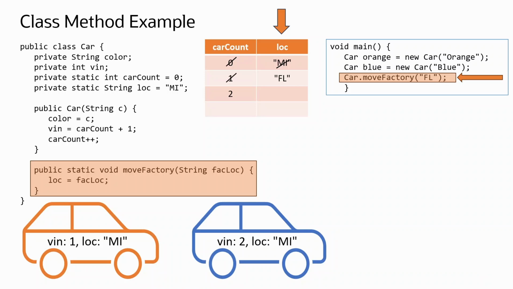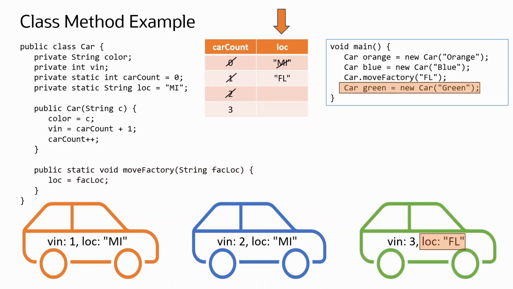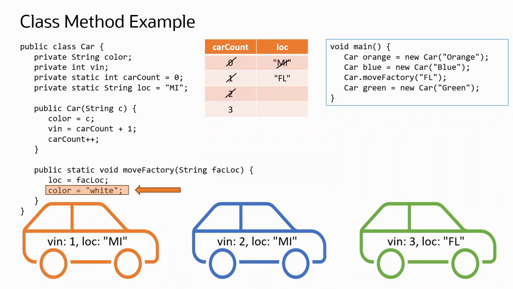That will update the location, and now the factory is in Florida, and when we create car green, its location will be FL. If you attempt to change the color of all the cars to white in the moveFactory method, you will get an error because color is an instance variable and class methods cannot access instance variables or instance methods.